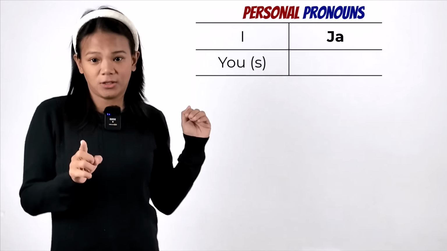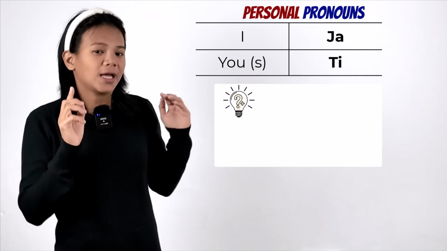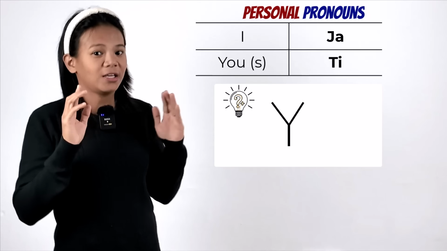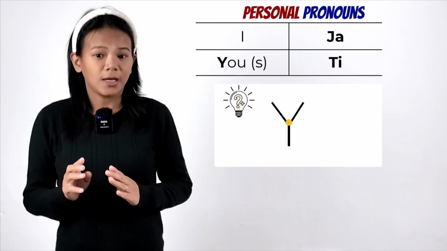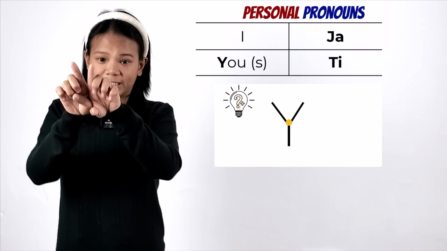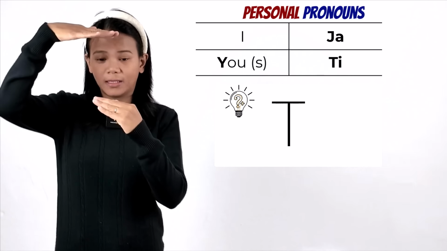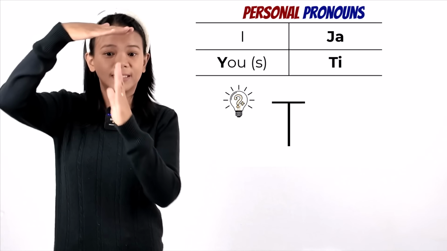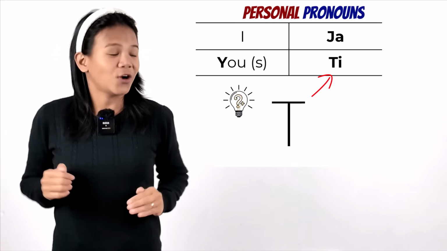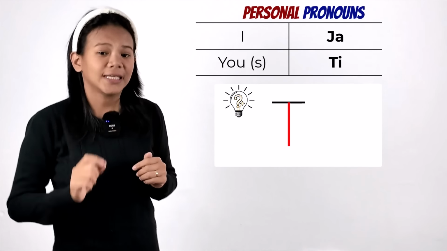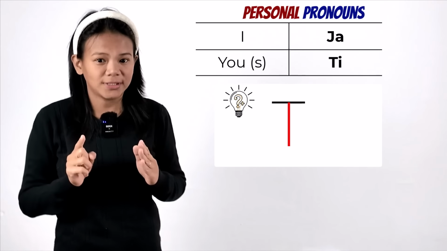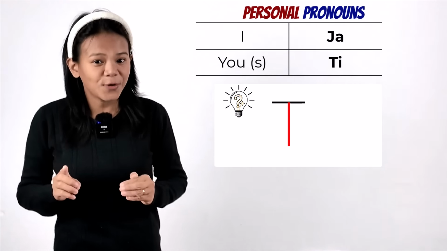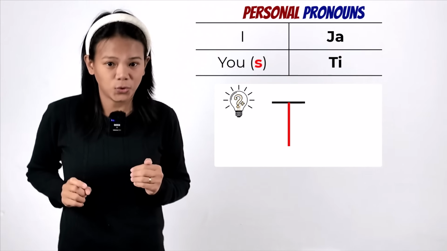You in singular form is ti. Imagine the letter Y from the word you. The point where the two lines meet can slide up to form a letter T, the first letter of ti. There is a line in the T which looks like the number 1. So we remember that ti is singular you.